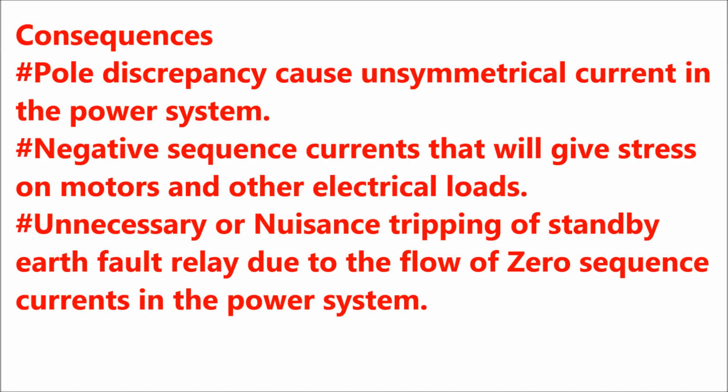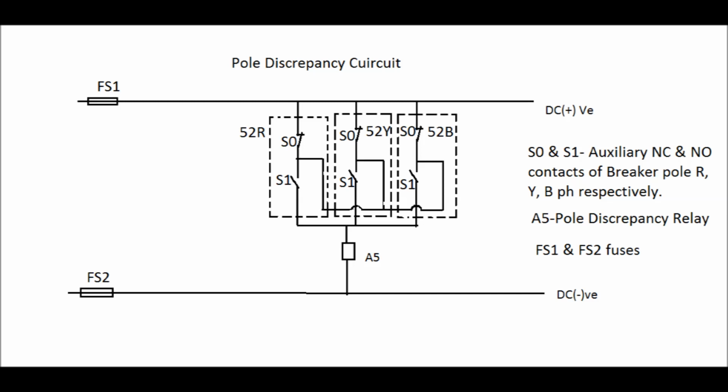Consequences: pole discrepancy causes unsymmetrical current in the power system, and negative sequence current that will give stress on motors and other electrical loads, and unnecessary or nuisance tripping of standby earth fault relay due to flow of zero sequence current in the power system. A pole discrepancy circuit has been shown in this figure. In this figure, A5 is the pole discrepancy relay. It has an inbuilt timer by which we can set the timing of the timer from 1.2 to 2 seconds or as required.